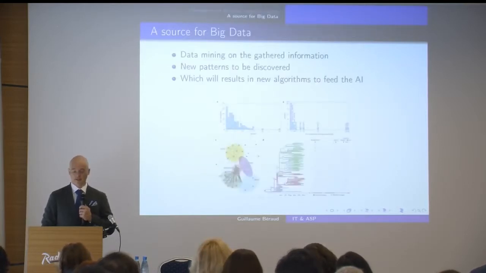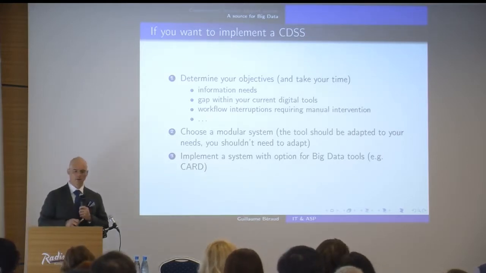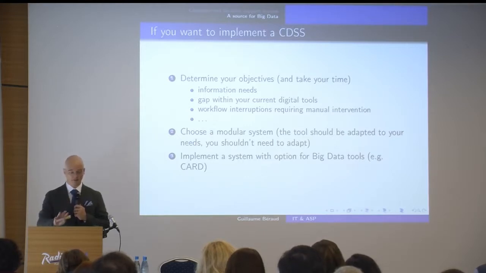And remember, it's a source for big data. So, as a conclusion for both my talks, if you want to implement a computerized decision support system, first determine your objectives and take your time for that. What kind of information do you need? What is the gap between your current situation and your objective, and the gap with your current digital tools? Because you probably have them, you don't start from scratch. And just focus on all the manual interventions that could be done by computer in an easy way, so you will save time. Choose a very modular system.